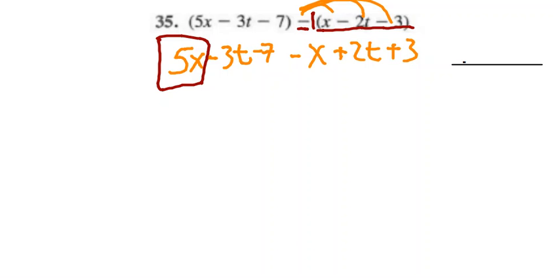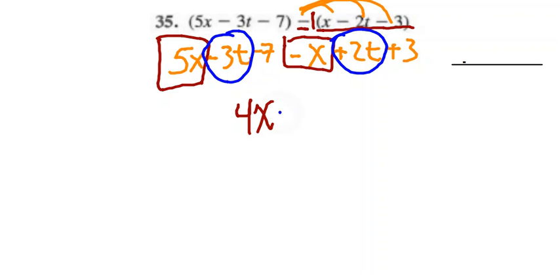So now we're going to combine the like terms, so it would be 5x and negative x. And those two together, that would be 4x. And then there would be 3t and 2t. Well, negative 3t and 2t. And that would be negative t. Because, again, we have that 1 times t, which is the same thing as just plain t, so we don't have to write that 1, okay? Okay, yeah, that makes a lot more sense. And then negative 7 plus 3 are the last two, and negative 7 plus 3 is negative 4.